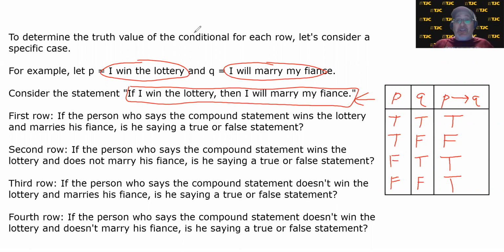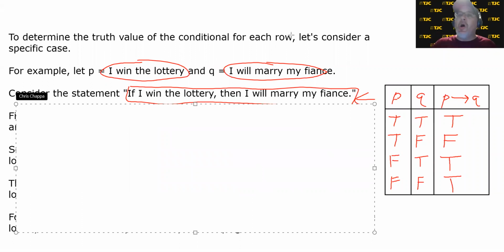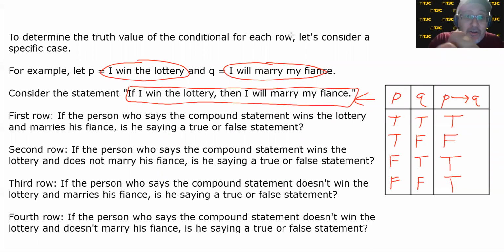Remember earlier when I asked you, before any of this was uncovered, what would have to happen for me to break my promise to you? Honey, if I win the lottery, then I will marry you. What would have to happen for me to have lied, to have broken my promise? I would have had to win the lottery, but not follow through on my promise. That would have made me a liar.